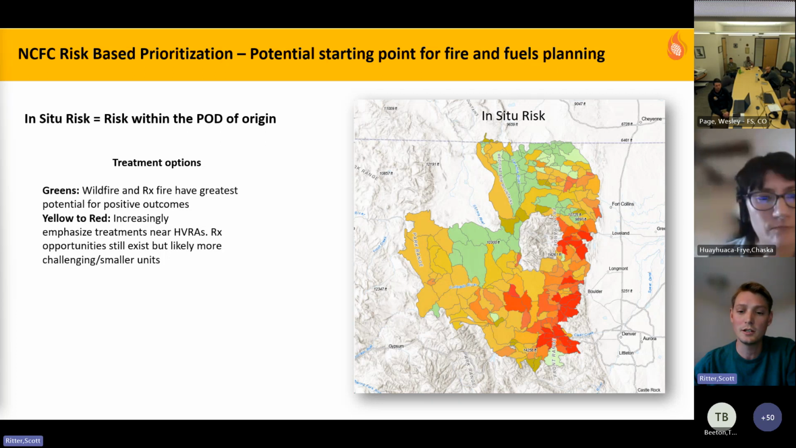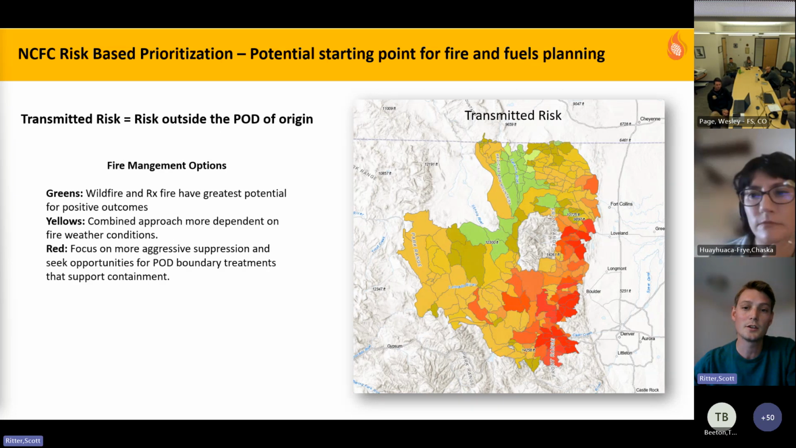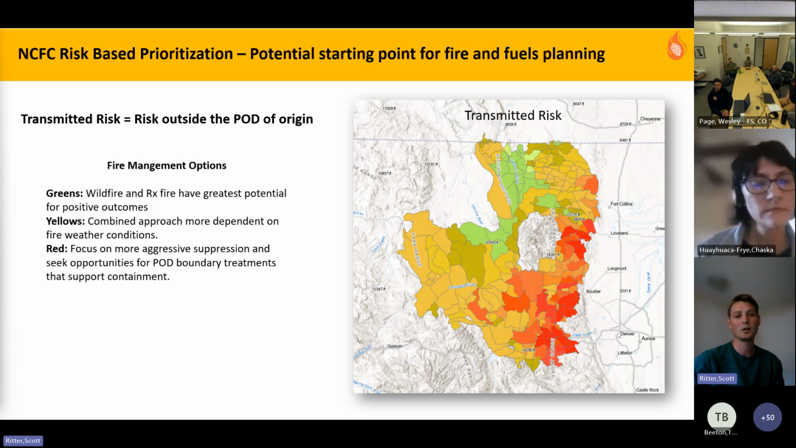So there's our in situ or within pod risk, and then this is the other side of that. So this is the transmitted risk. And so this is, if a fire starts in a given pod, what are the likely impacts outside of that pod? And this is also helpful, particularly in the context of fire management. When you have an ignition, you'd like to be able to rapidly understand where might this go? What are the potential impacts?